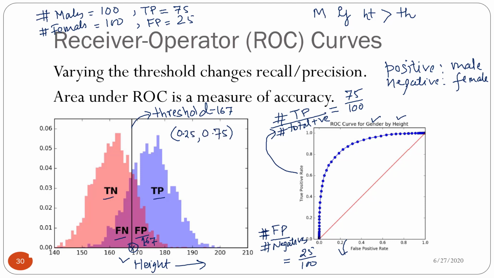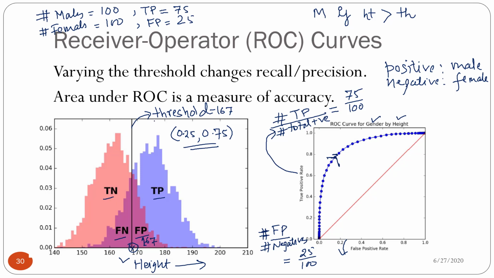Alright, so you might find some point 0.25, 0.25 and 0.75. It should be somewhere here. Okay, or maybe less than that, 0.75, somewhere here. It may not be perfectly coming on this figure, but this is how you compute these values. For different thresholds that you have, you will find different pairs of the false positive rate and the true positive rate. Alright, so for when your threshold was 167, you will get this value.